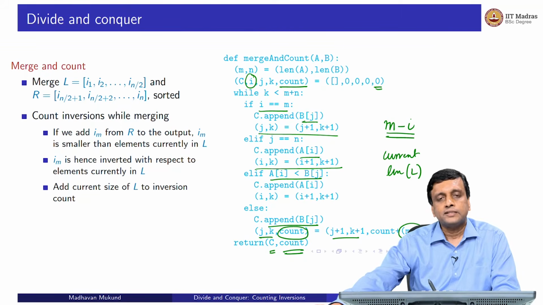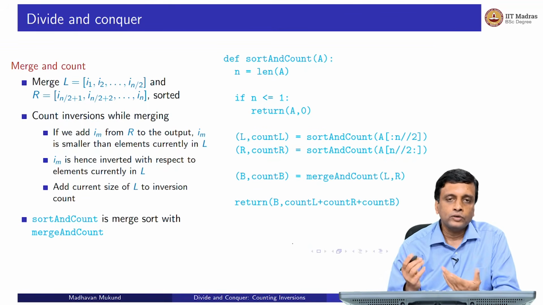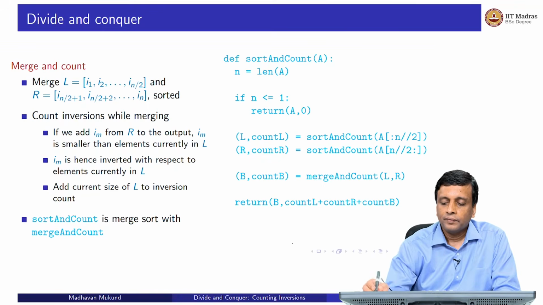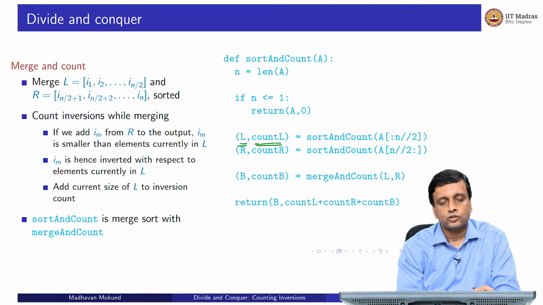So once we have done this, it's a very simple matter to employ this in our merge sort to make it a merge and sort, right. So we have a sort and count, right. Sort and count is exactly merge sort, except that I recursively assume that sort and count returns the sorted list and the number of inversions in that sorted list.